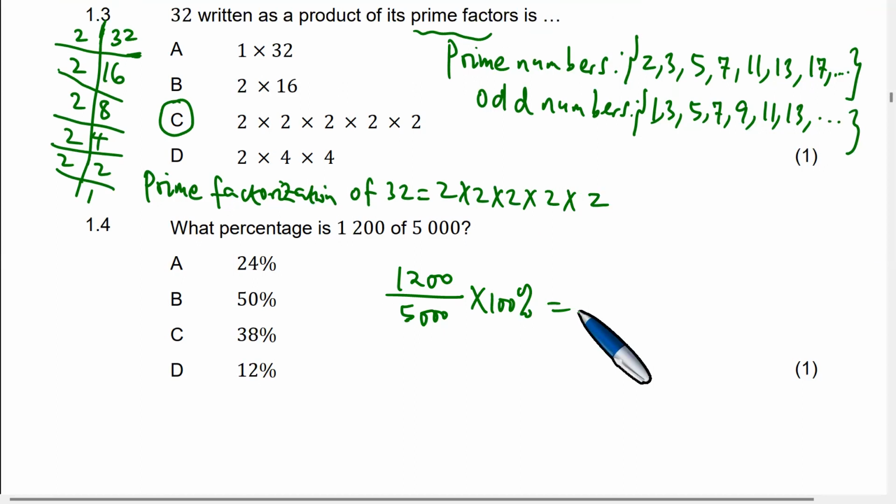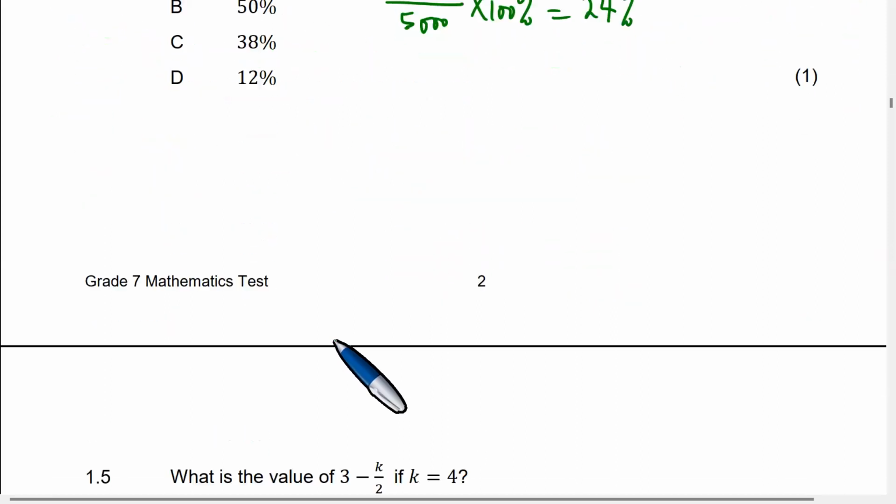So 1,200. You divide it by 5,000. What's the answer? It's actually 24%. And the answer is A. Next question.